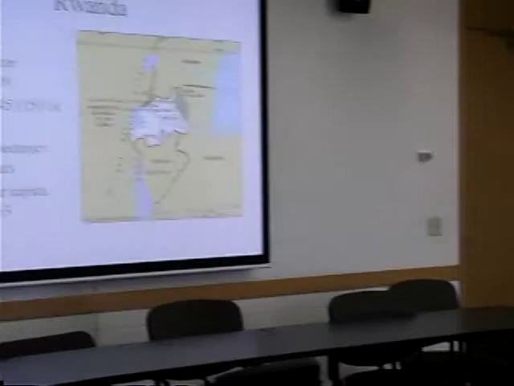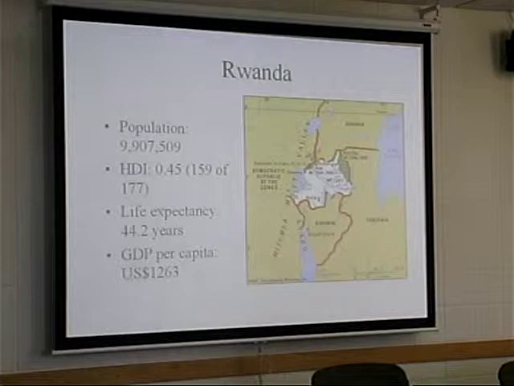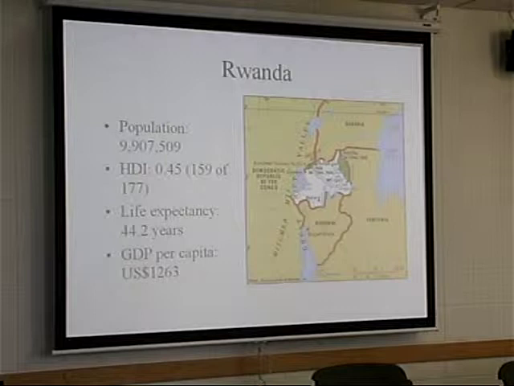Rwanda is about the size of Maryland, and it's the most densely populated country in Africa, with 9,907,509 people. So nearly 60% of that population lives below the poverty line, and the majority of those people live in the mountains and do subsistence agriculture work in order to survive. But since the population is so dense, they're having a really hard time sustaining their ability to make a life for themselves in that way.